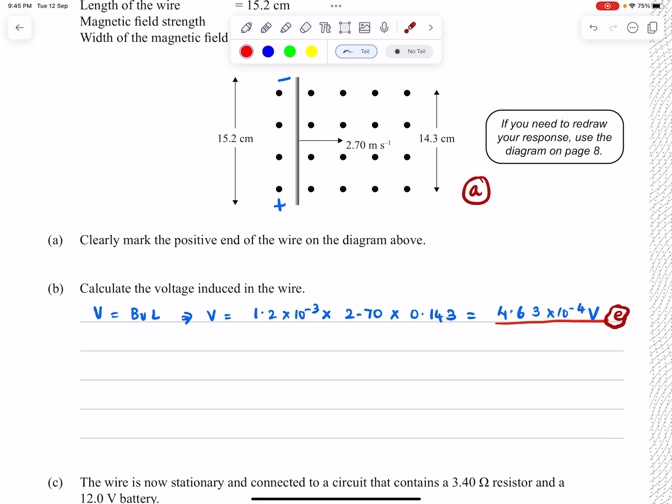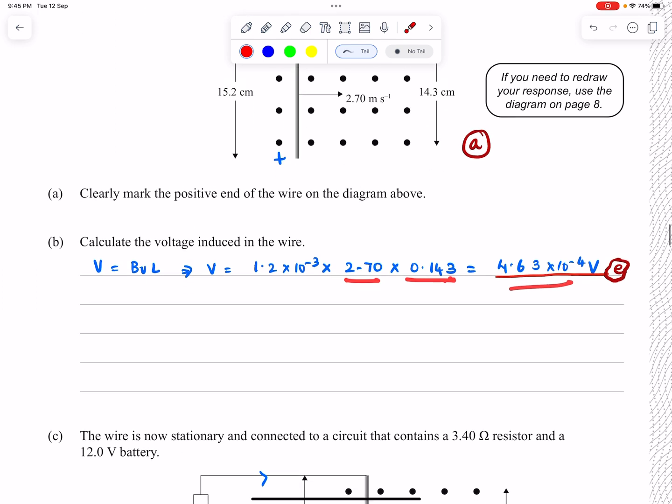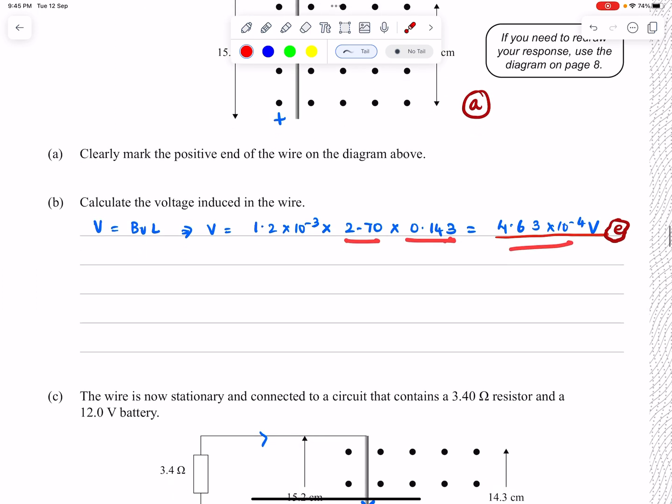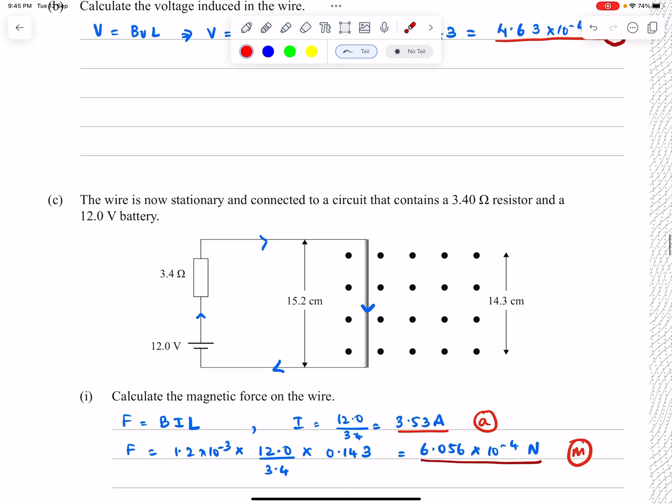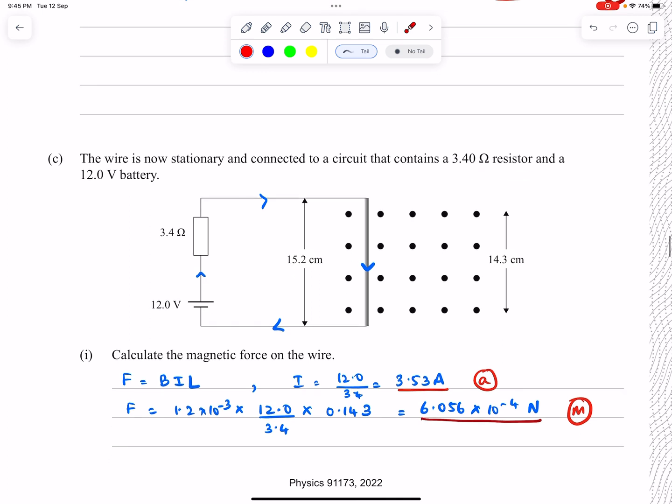Okay, so induced voltage, V equals BVL. So this is my B, so converted the millitesla to Tesla, and this is your voltage, and there's your length from centimeters to meters, and you get your voltage induced. And that was an excellence, okay? That's an easy excellence. The wire is now stationary and connected to a circuit that contains a 3.40 ohm resistor and a 12-volt battery. So now it's no longer electromagnetic induction, but it's looking at the force. Calculate the magnetic force on the wire.